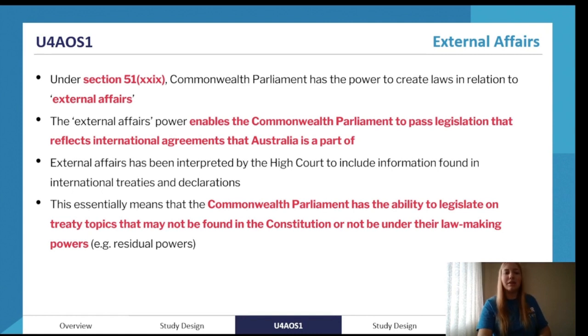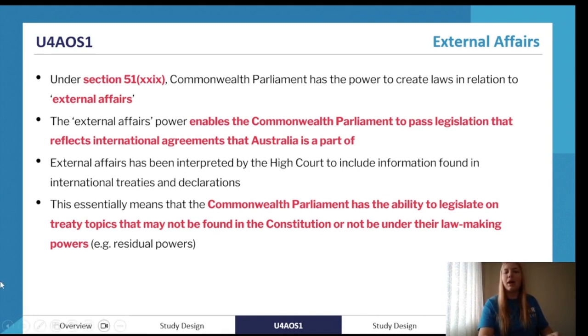Previously, this was unclear because the section just says external affairs. High Court interpretation has established that yes, external affairs does include enacting treaties and declarations, signed agreements with other countries, into legislation. So that's what the statement says.